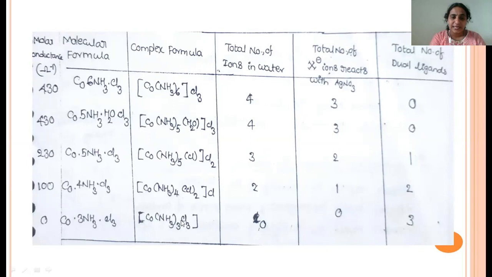Similarly, if you take this example, here there is no primary valency outside of the sphere. No primary valency means no generation of any ions, only one ion, that is the sphere, and also no reaction with the silver nitrate because no primary valency is present. So there is no reaction with silver nitrate. And also here 3 ligands are playing a dual role, being primary valency as well as secondary valency. Whenever no ions are generated, there is no molar conductance.